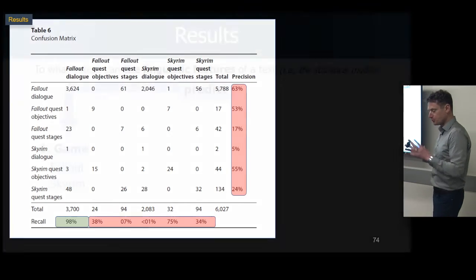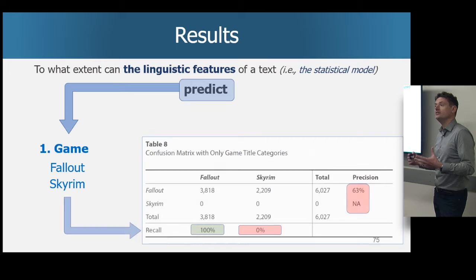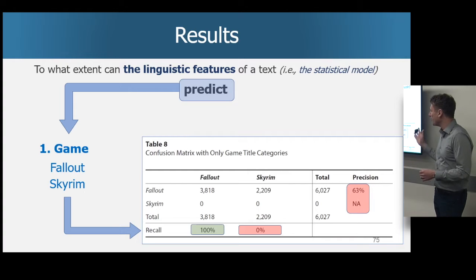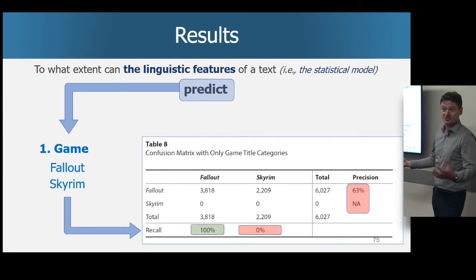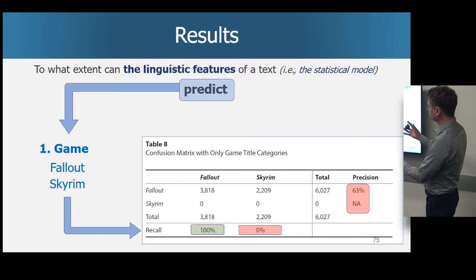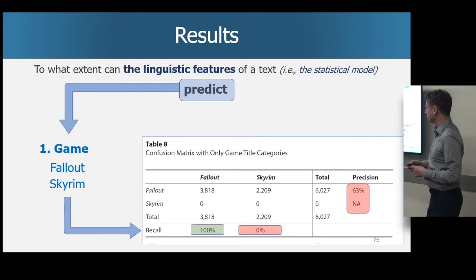So let's look at how well the model does when it only has to predict which game it belongs to. Here, we see it doesn't do well at all. It predicted all of the text belonging to Fallout and couldn't see any differences between the two games' linguistic features, right? So that ties back to what John Reinhardt was saying about looking at mechanics rather than games as a whole, because as a whole, they seem quite linguistically similar, and the model couldn't predict them, at least based on these particular linguistic features.